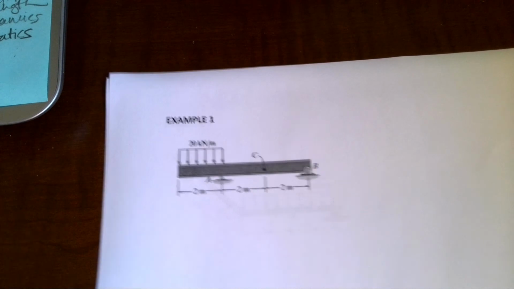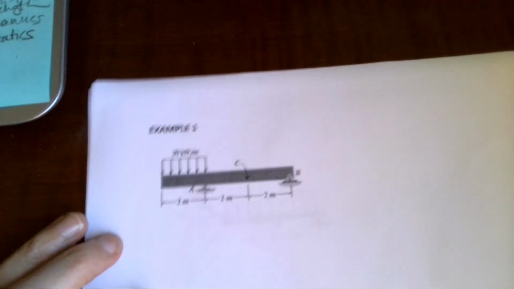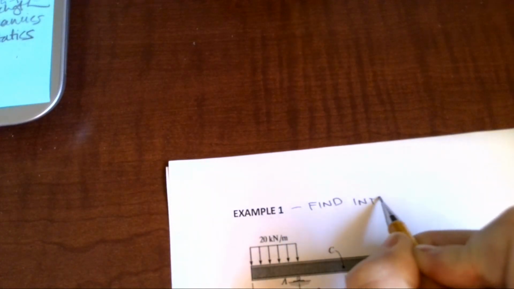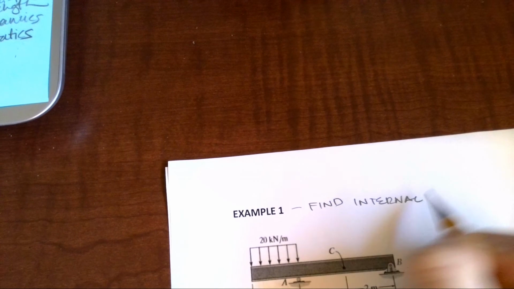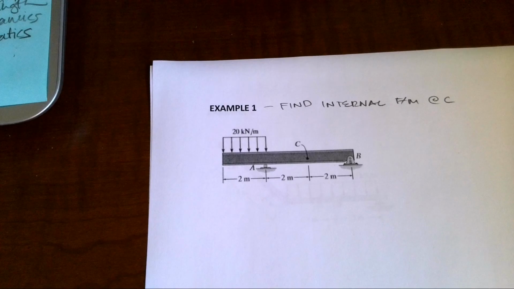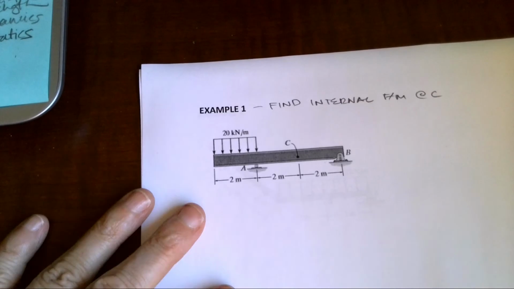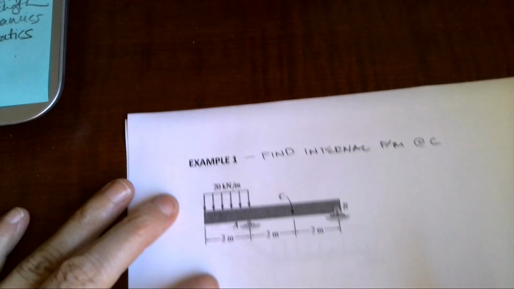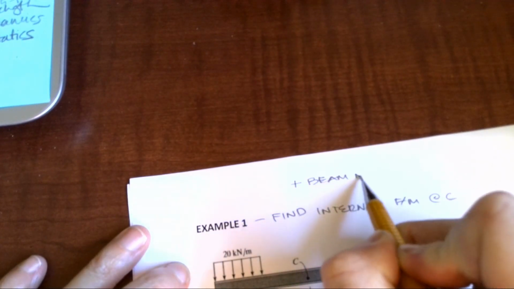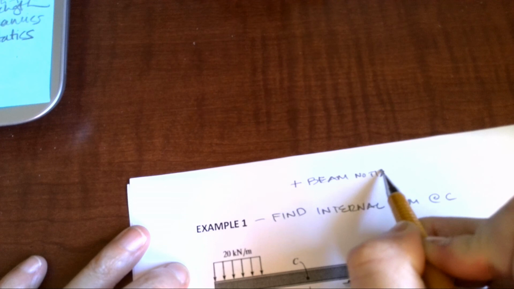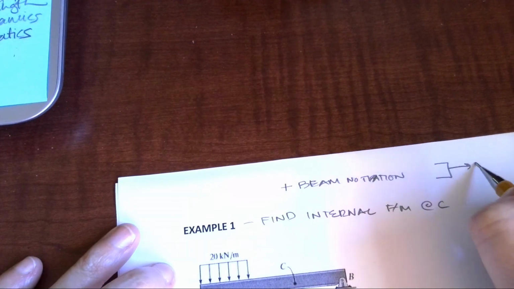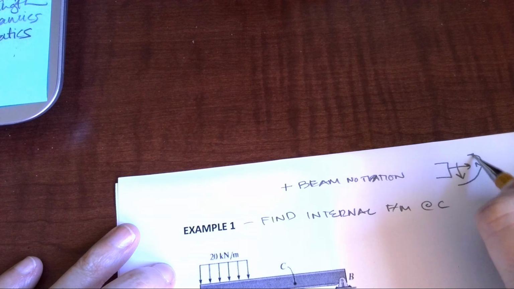So this set is going to be finding internal forces and moments at C. So when we start a problem and we need to find internal forces, we need to remember always positive beam notation. And whoops, I can't spell. You may want to put this at the top of your page so that you remember what is positive from which direction that you're looking.